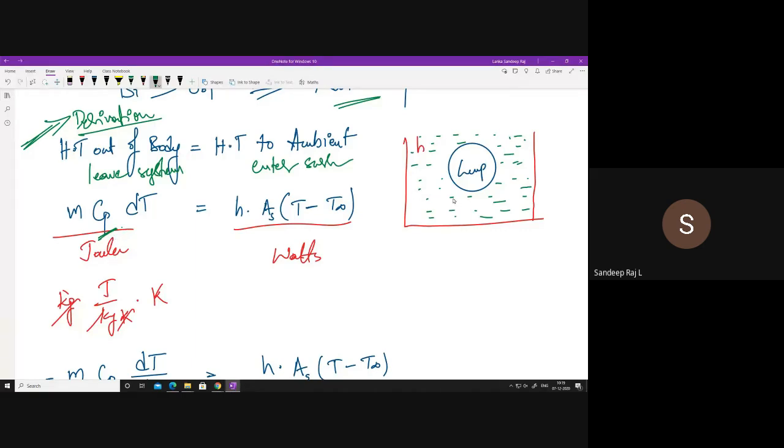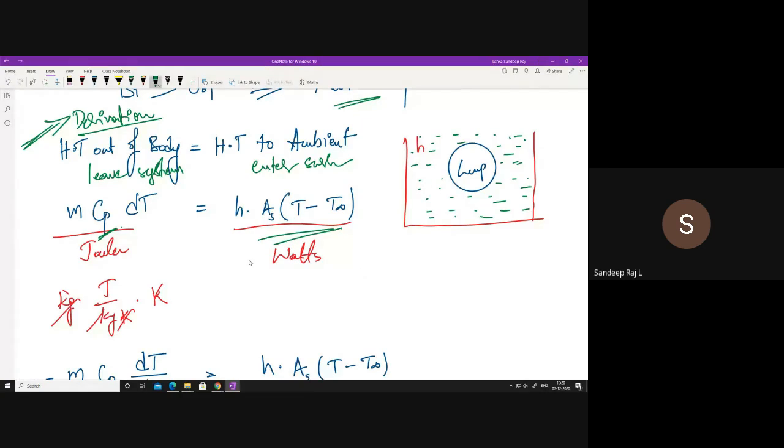Whereas on the other side, heat is entering into the surroundings. Whenever heat is entering into the surroundings, it is a fluid flow heat transfer. When there is a fluid flow heat transfer, you will always quantify that heat transfer using the convection heat transfer equation. So h A delta T, you will obviously use. That's what you have used here. h A delta T, that is Newton's law of cooling, you have used here.